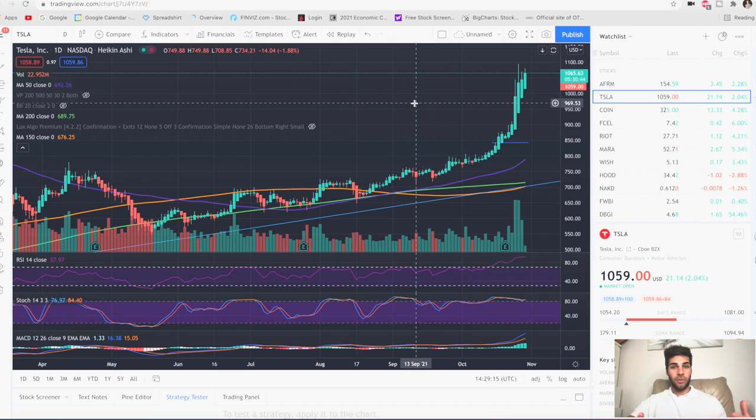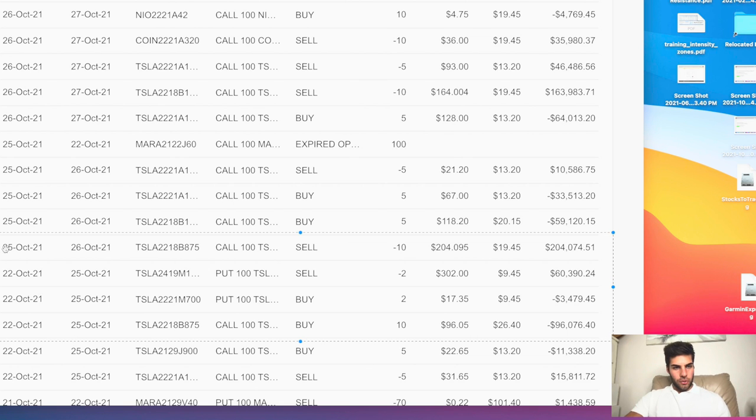As you can see, Tesla's currently trading at 1,060 and hit a high of 1,093 a couple days ago. This came far sooner than I expected. I'm sure it came sooner than most people expected. I took most of my profits when the stock hit 1,030, and then I took some more profits when the stock hit about 1,060.